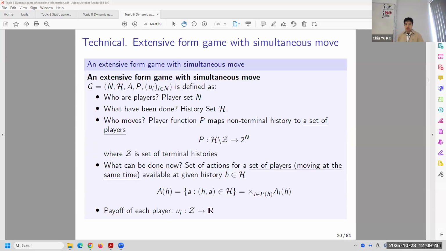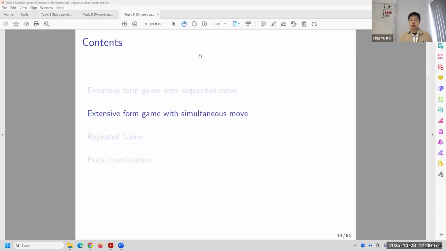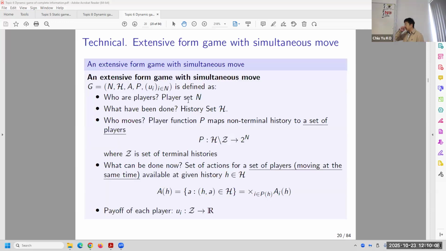So the next is I want to introduce something, but I don't want to talk about the definition because I don't think we care that much. So far, we talk about the case where the players move sequentially, one guy, then another. But usually we allow it to be more complicated. We can allow simultaneous moves. So there can be more than one player moving at the same time.